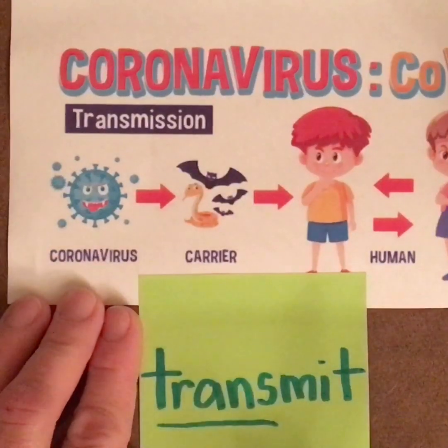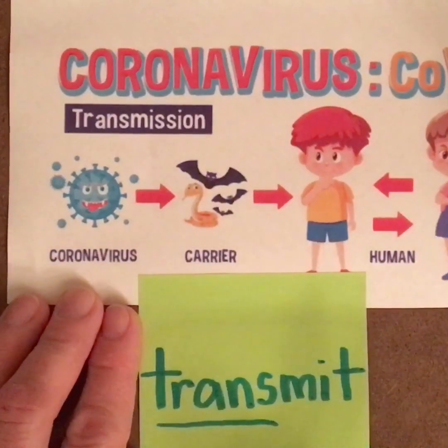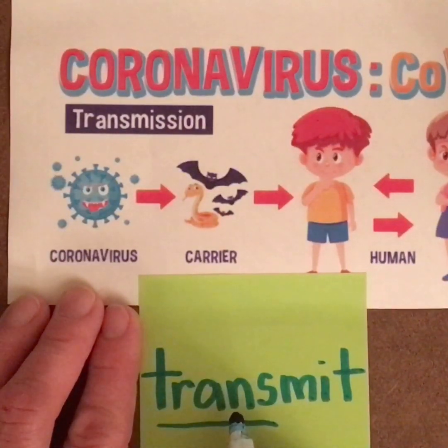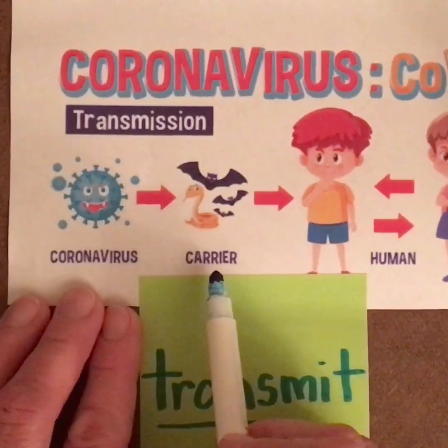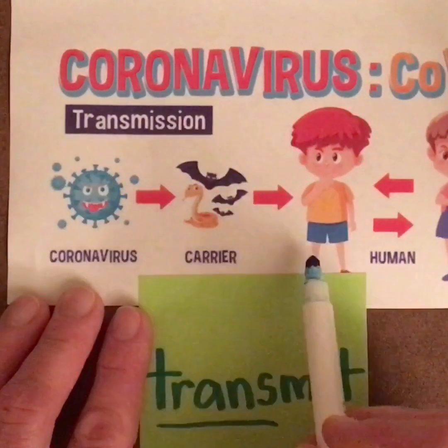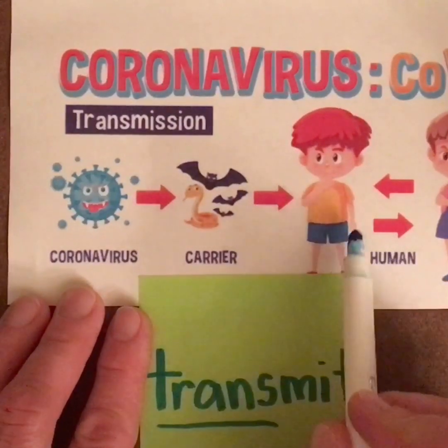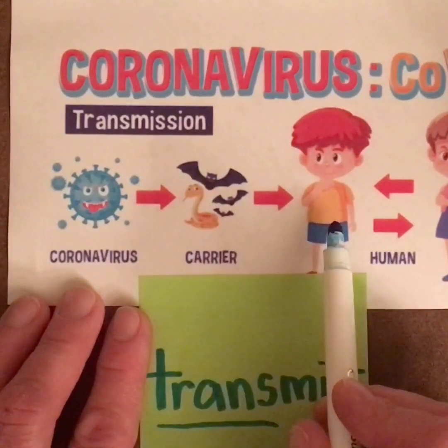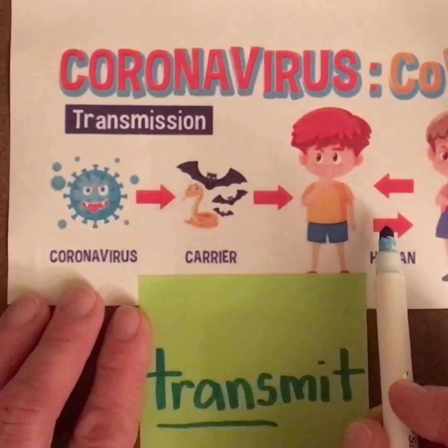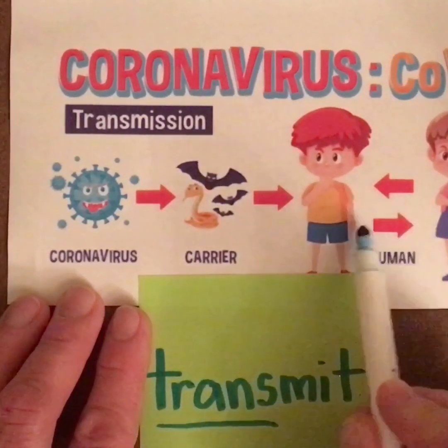This picture speaks to our current situation. So if you look at the word transmit at the bottom, you can see that the coronavirus was transmitted through an animal carrier. And then it was further transmitted to a human. And the reason we're home is so that we can stop the transmission from human to human.